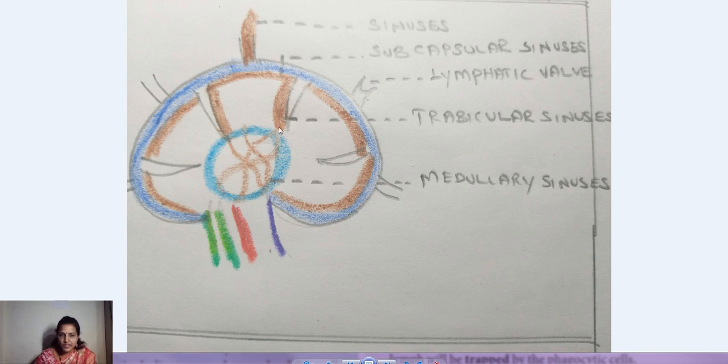And this trabecular sinuses is passing to the medullary region. So this region is the medullary region. And here it has interconnections, network-like connections. So this one we are calling the medullary sinuses.